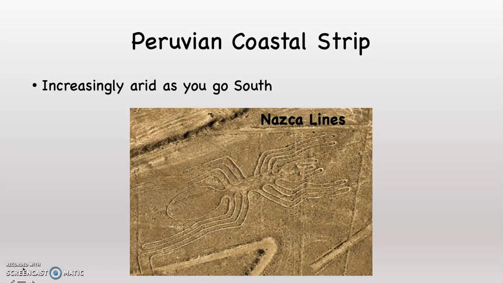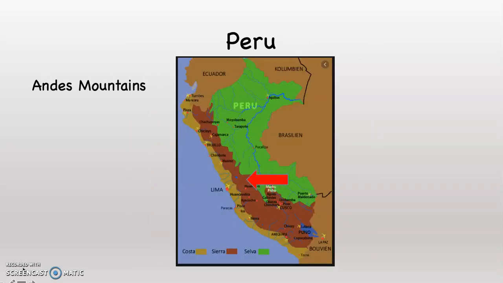The southern part of Peru in the coastal strip is known for these very famous Indian ruins called the Nazca Lines, which can mostly only be seen from the sky, and they were designed on the desert floor more than 1,000 years ago by the indigenous people who lived there.